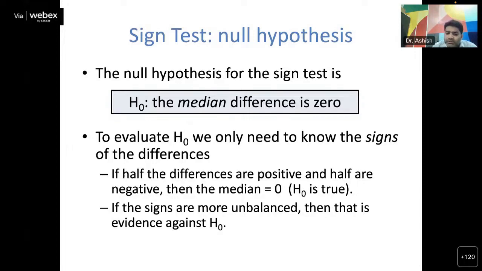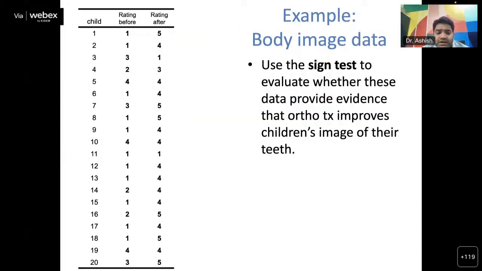If the signs are more unbalanced, then that is evidence against your H naught, and in that case we can go with the alternative hypothesis. So this is the data set. We have data on 20 children who were asked to rate before and after going through the treatment.